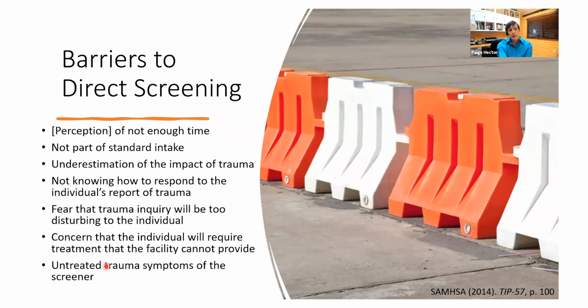I want to just point out here, I'm looking at the very last bullet point, untreated trauma symptoms of the screener. This is really important, and I will speak to this bullet point in terms of the pandemic. As we all begin to process and to understand and try to make meaning about what we've been through, it could be that when we're talking with a resident or a family member and they're sharing a story perhaps about the pandemic, that might actually trigger me as the screener.